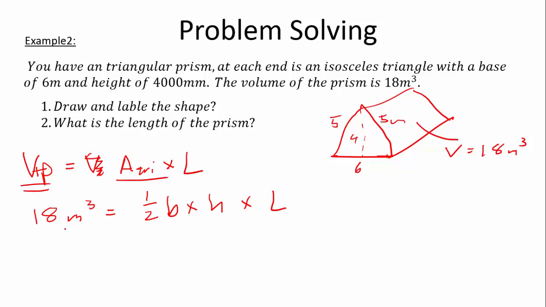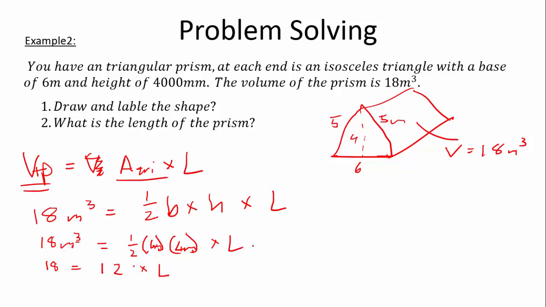Okay, so what can we do here? We leave that 18 over there, meters cubed, a half base times height. What is the base? That is 6. What is the height? That is 4. Remember, these are meters and meters. So the length must be in meters, because there's 1 meter, 1 meter, 1 meter, and there's 3 meters or meters cubed. So the length must be in meters. So this is now 18, and that is equal to a half base, which is 3, times 4 is 12, times length.